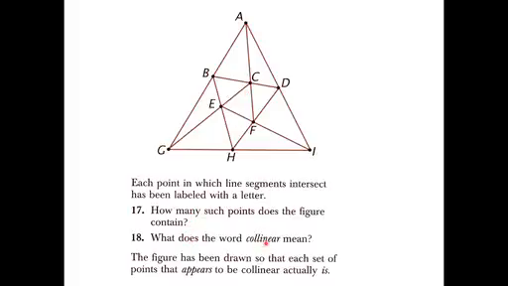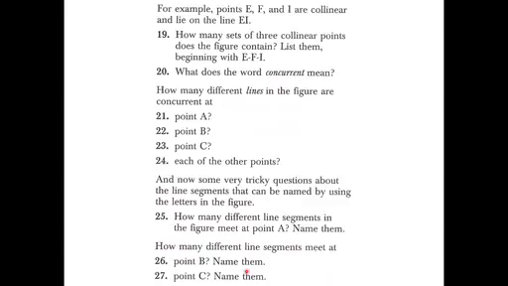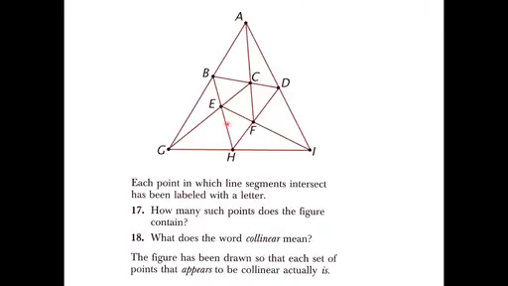What does the word collinear mean? You can get that. The figure has been drawn so that each set of points that appears to be collinear actually is. So there's no trick. B, E, and H appear to have one line that contains them all, and it does. No trick there. That's all that means. So for example, they give you E, F, and I as an example here. E, F, and I. They are collinear.